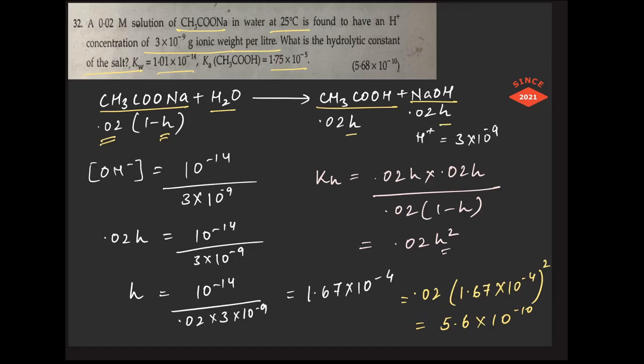But when initial concentration is 0.02 moles per liter, then all these values get multiplied by 0.02 and concentration of sodium acetate will be 0.02 multiplied by 1 minus h. Concentration of CH3COOH will be 0.02 multiplied by h, and concentration of NaOH will be 0.02 multiplied by h, right? H plus ion concentration is given in the question as 3 into 10 to the power minus 9 moles.